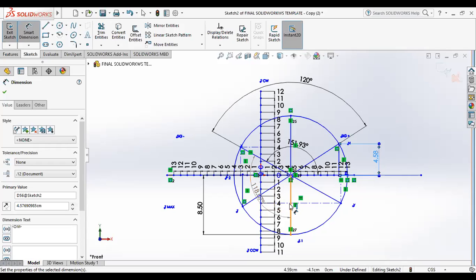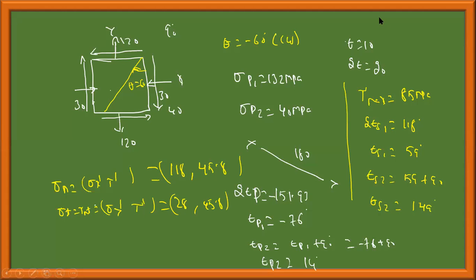This is theta S1. Since this is measured in the counterclockwise direction, theta S1 has to be positive. Hence I have taken theta S1 as positive 59 degrees.